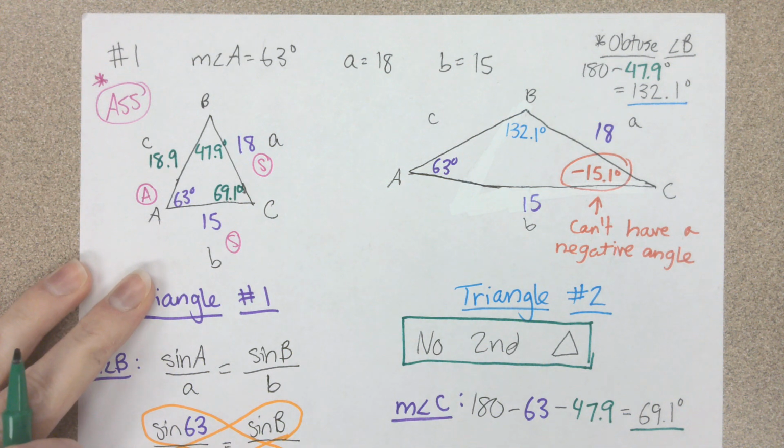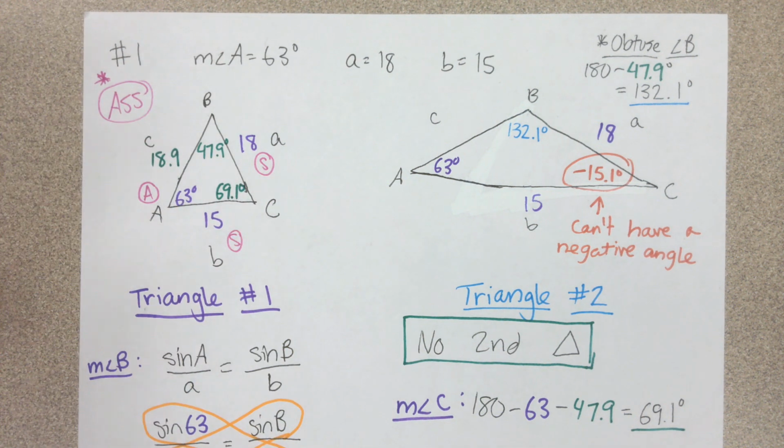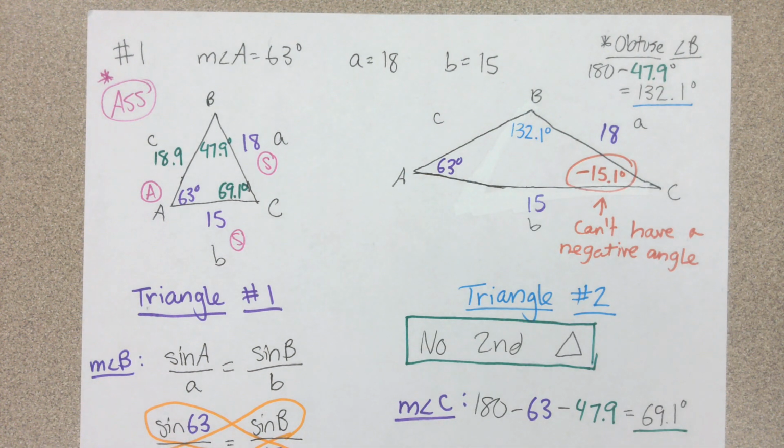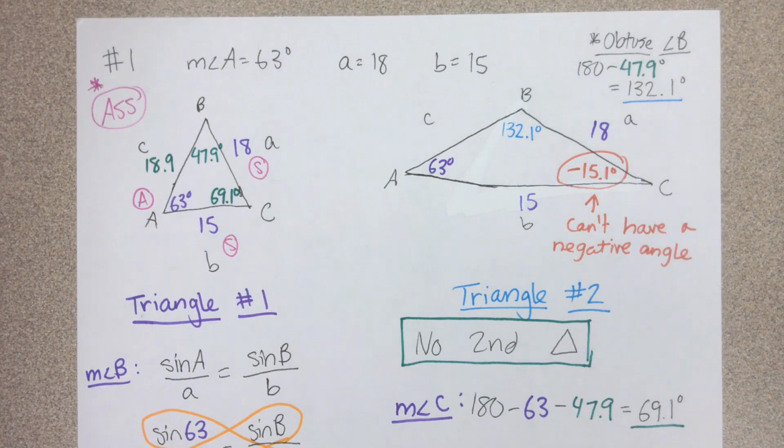And our triangle is completely solved. We had the 3 givens and the 3 missings. They have all been found, and we found out that there was no second triangle, so that would cover that answer over there. 1 down, 9 to go.